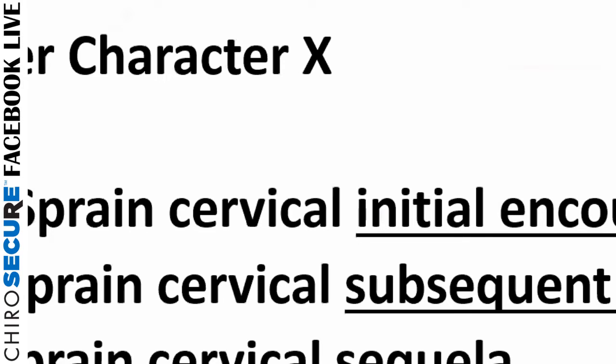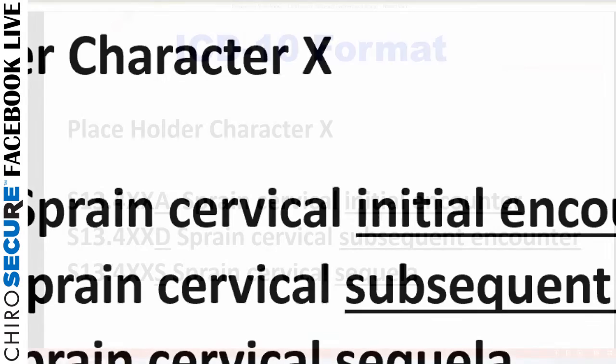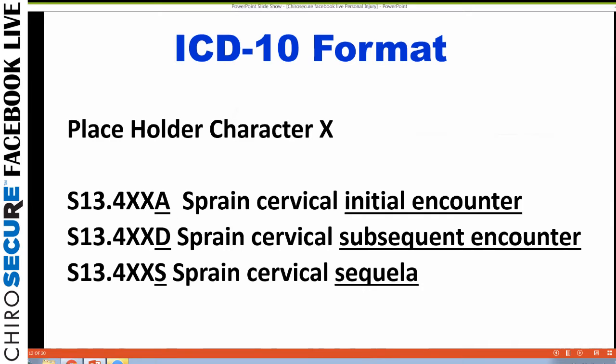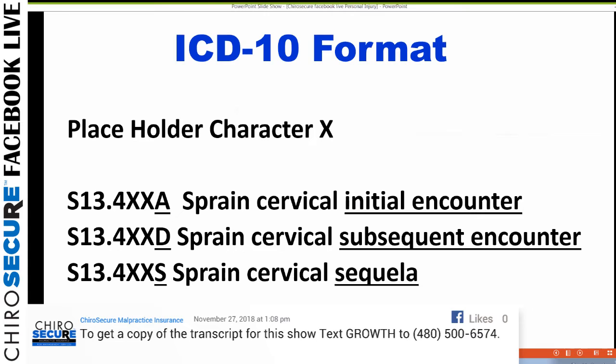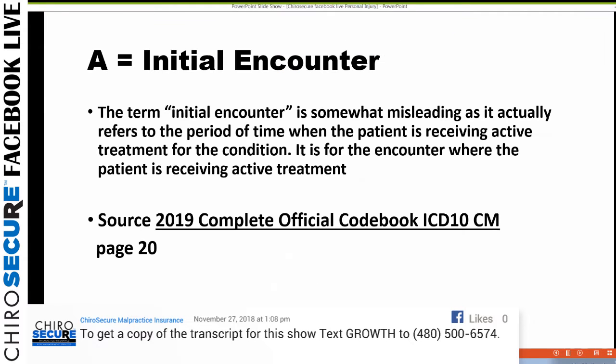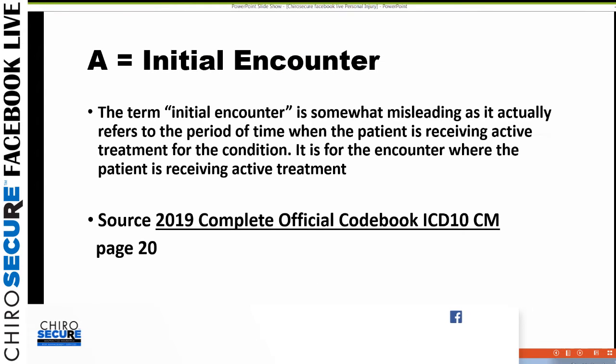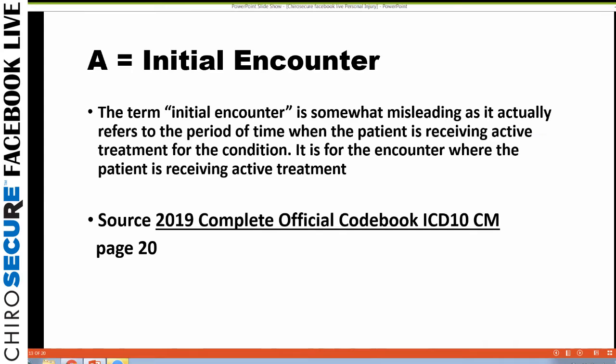You'll notice I put all three here, the A, the D, and S, and it says initial encounter, subsequent encounter, and sequelae. And certainly, if you look at it just that way, it would appear that the initial encounter is the first visit, and subsequent encounter would be the follow-up. And actually, that's exactly wrong. Take a look here of what initial encounter really means. And notice this is from the 2019 code book, specifically page 20.